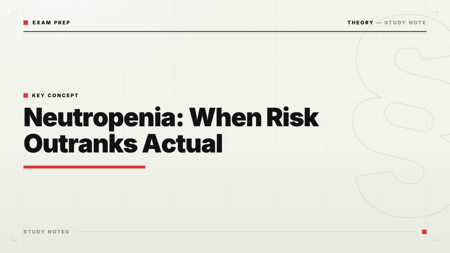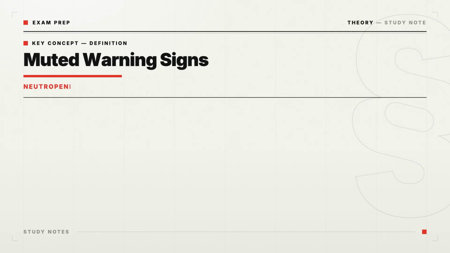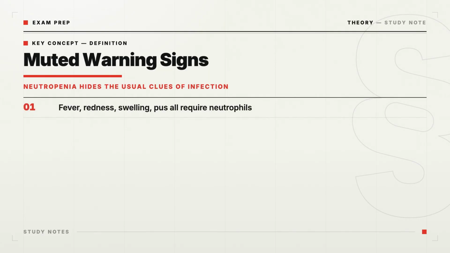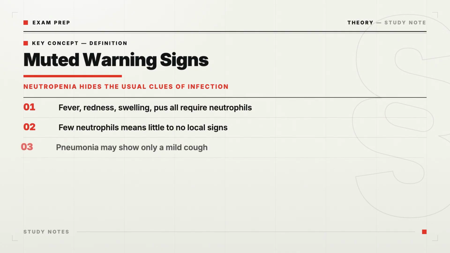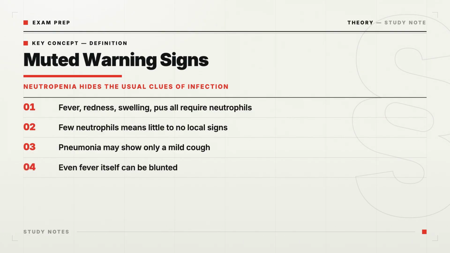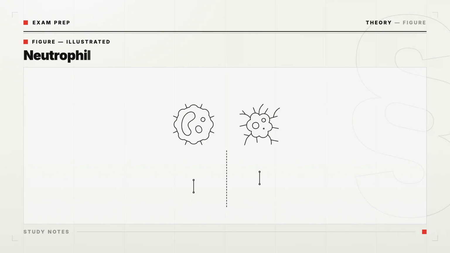Neutrophils are the immune system's first responders to bacteria, and neutropenia means having too few of them to mount a defense. Chemotherapy is a common cause, because it wipes out the fast-growing marrow cells that make neutrophils along with the cancer. The danger isn't just easier infection, it's that the usual warning signs of fever, redness, swelling, and pus all depend on neutrophils to appear. With few neutrophils, a serious infection like pneumonia can advance while showing almost nothing, sometimes just a mild cough. And even fever can be blunted.